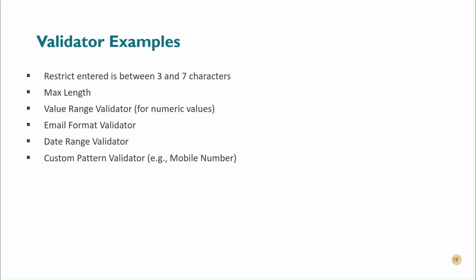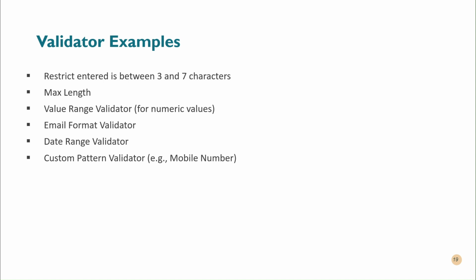These are the validator examples that we are going to apply to the input text fields. The first one restricts the entry to between 3 and 7 characters. For example, if the user enters a value below 3 characters or above 7 characters, it is going to fail. We can also restrict the max length. For example, for a number field, if I want to accept up to 10 characters, then I have to fix the max length at 10.